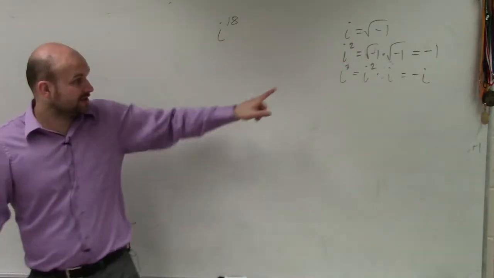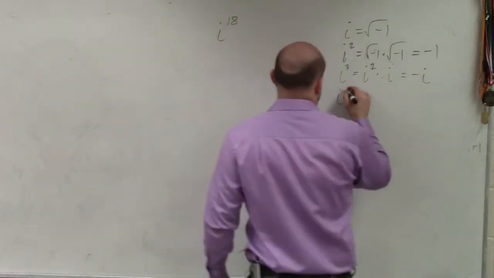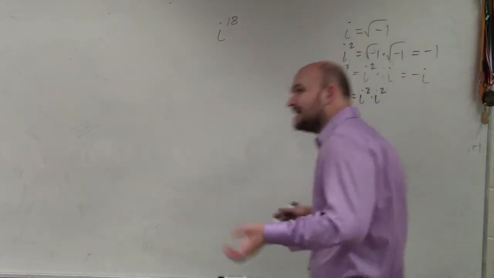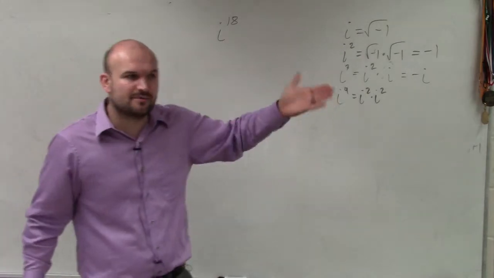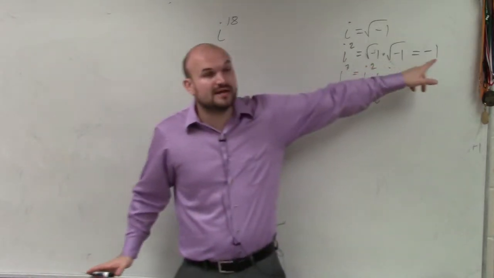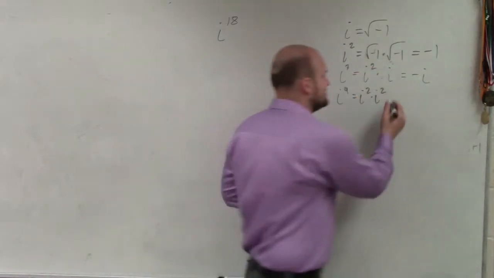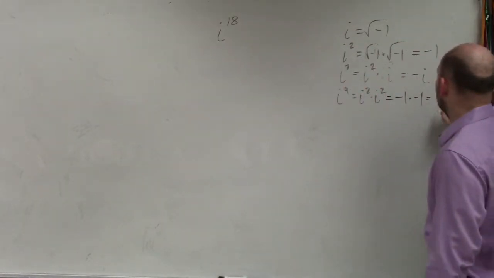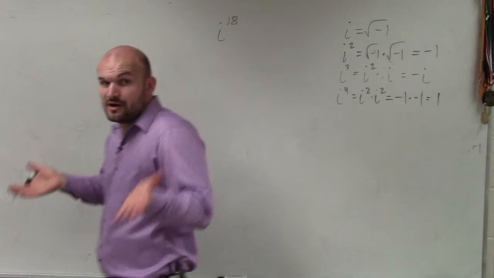Now, if I wanted to figure out i to the 4th, that's equal to i squared times i squared. Again, I'm rewriting this using values that we know. i squared is equal to negative 1. So this is negative 1 times negative 1, which is equal to positive 1. So therefore, I did the first 4.